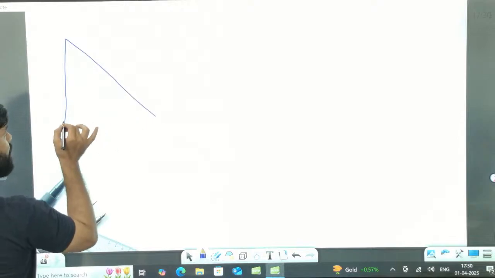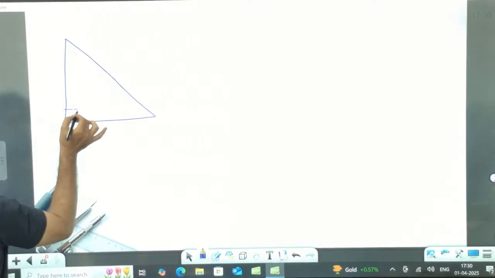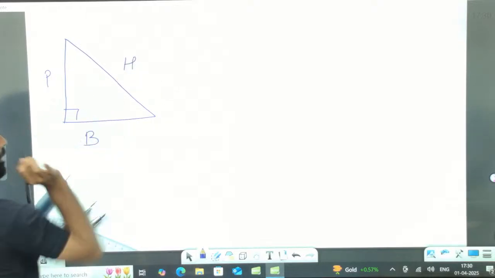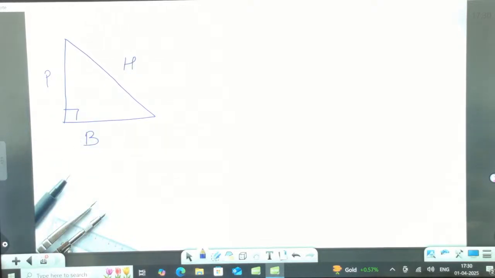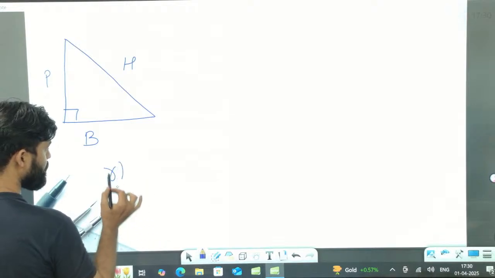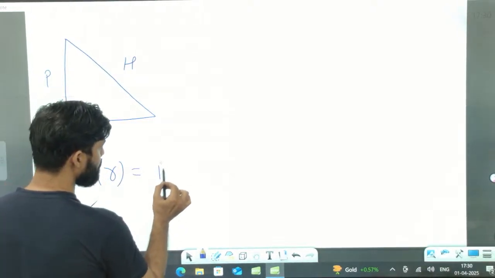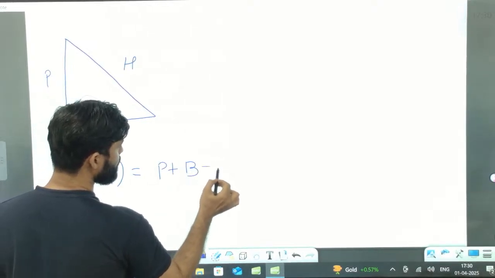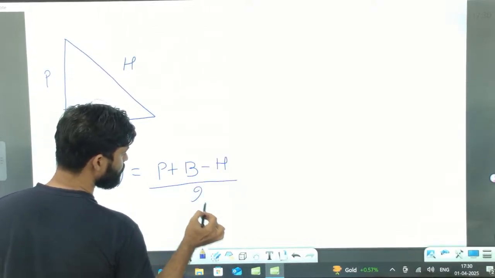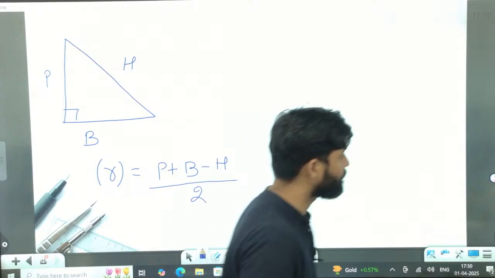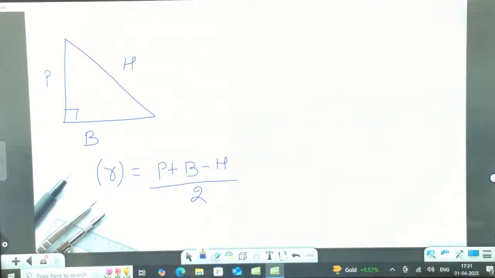In radius in right angle triangle. So this is perpendicular, this is base, and this is hypotenuse. So this is in radius, small r. So it is P plus B minus H upon 2. P plus B minus H upon 2.